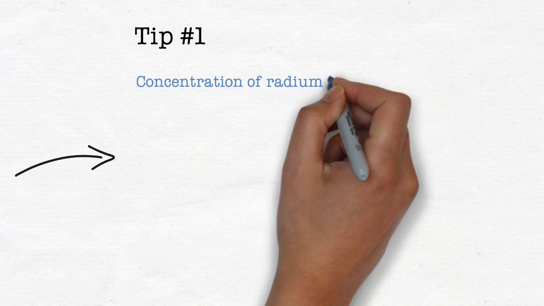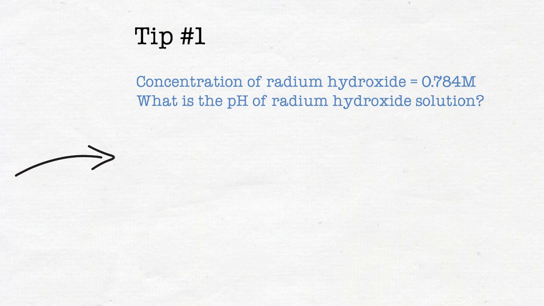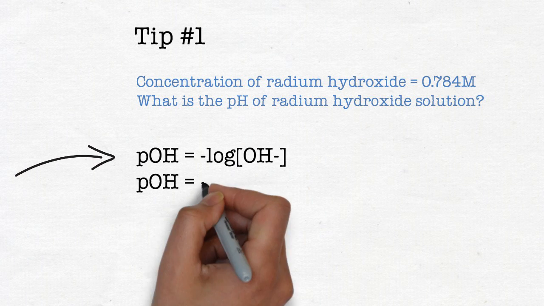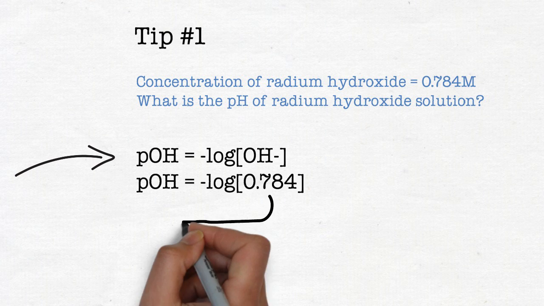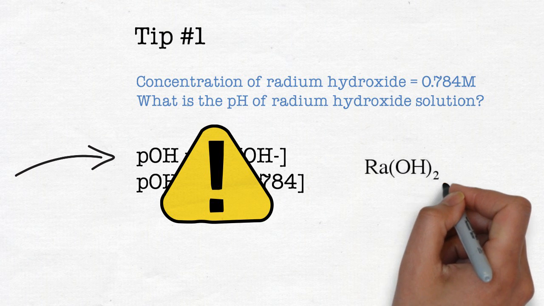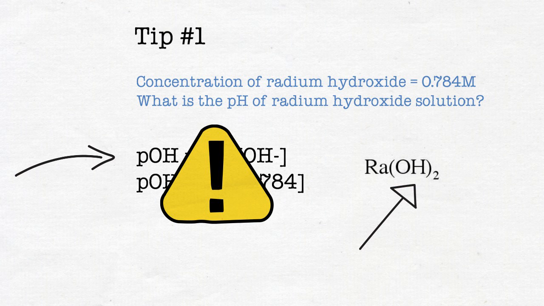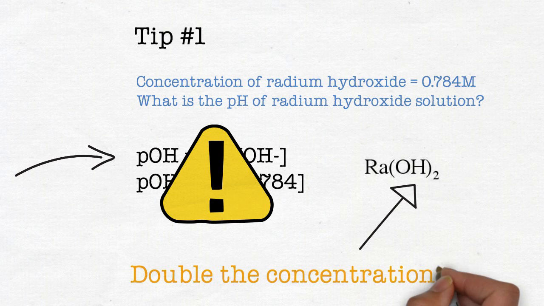An example problem: the concentration of radium hydroxide is 0.784 molar. What is the pH of the radium hydroxide solution? We can use our equation. However, we need to remember that the formula is Ra(OH)2, which means we have to double the concentration to account for the chemical formula.